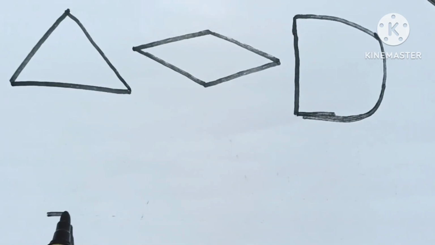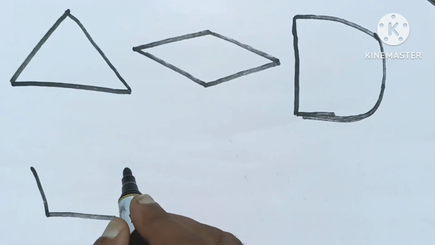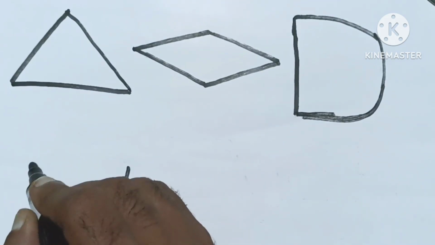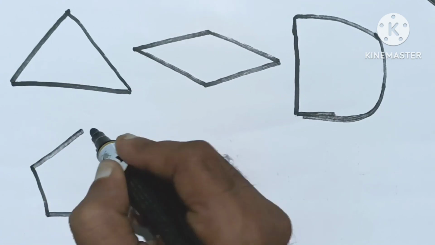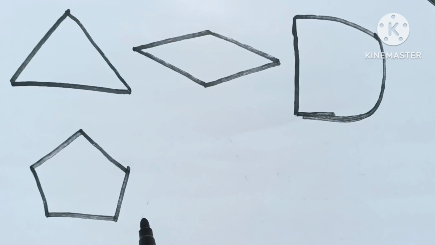We are drawing pentagon. Which shape draw kids? Pentagon. What is this? It's a pentagon.